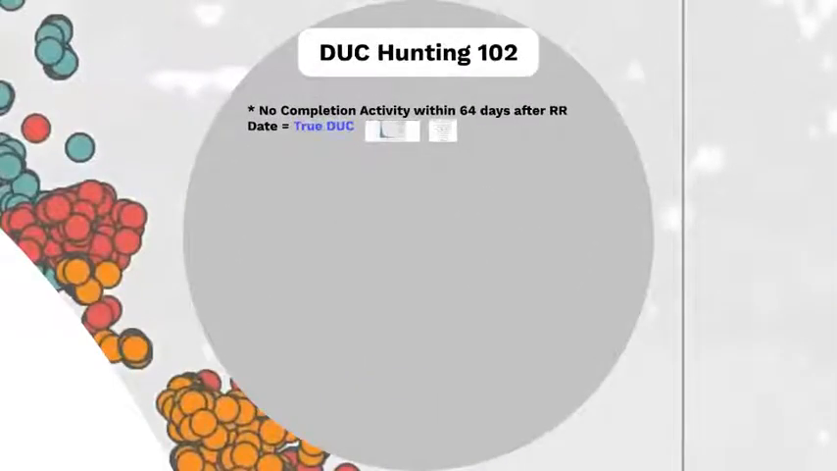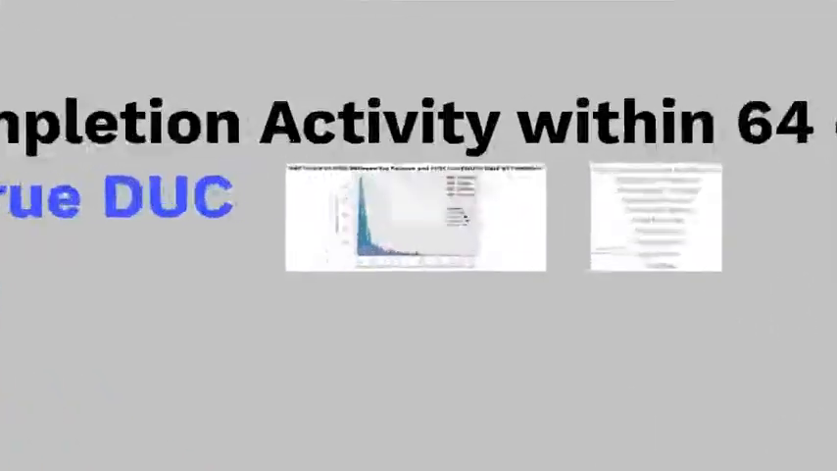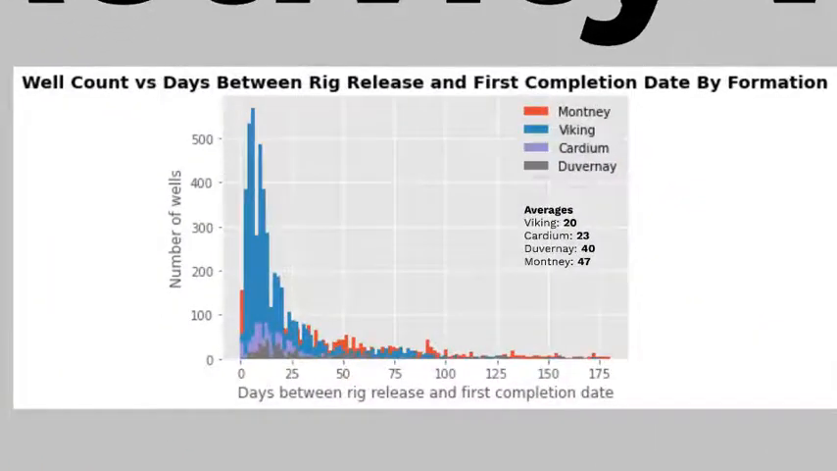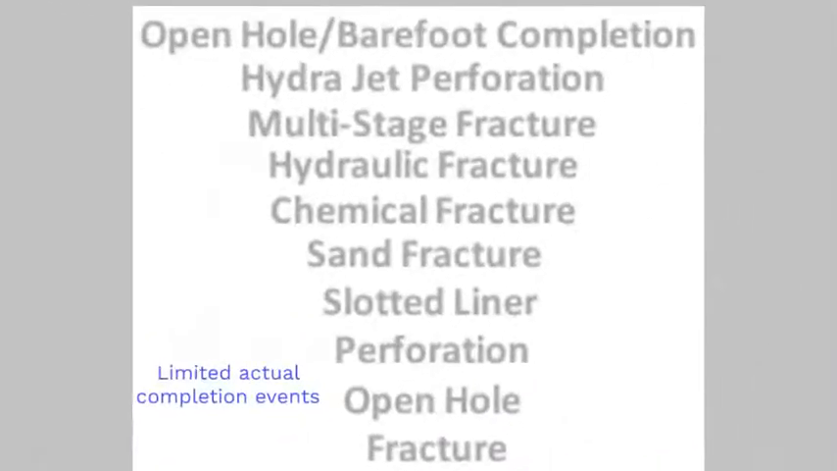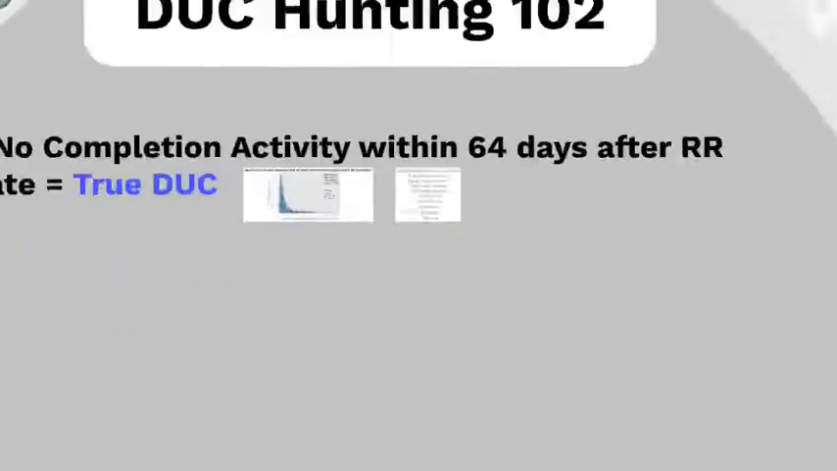So, in order to find ducks, our first criteria was if there's no completion activity within the first 64 days after the rig release date, then it's a true duck. We chose 64 to cover the majority of wells in the data sets, and we used a combination of the observation number ones and domain knowledge to limit the list of completion activities.